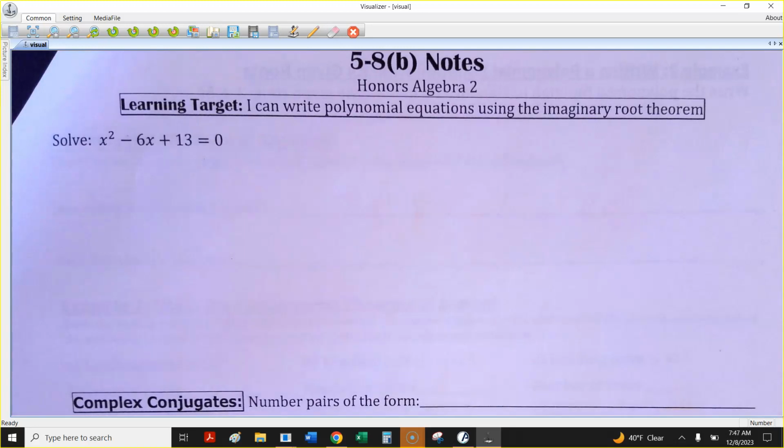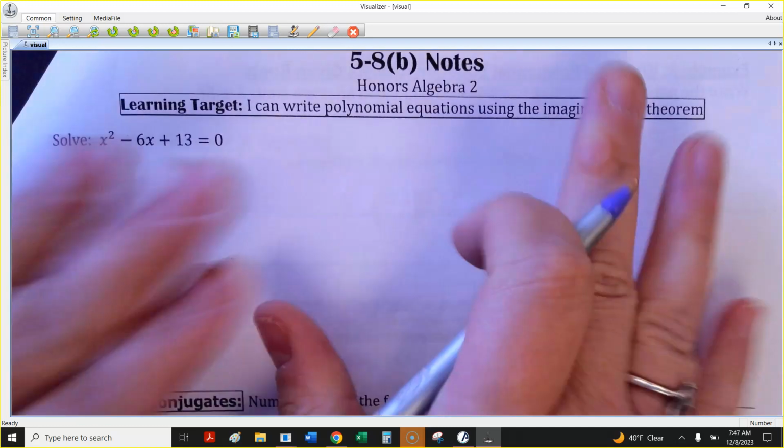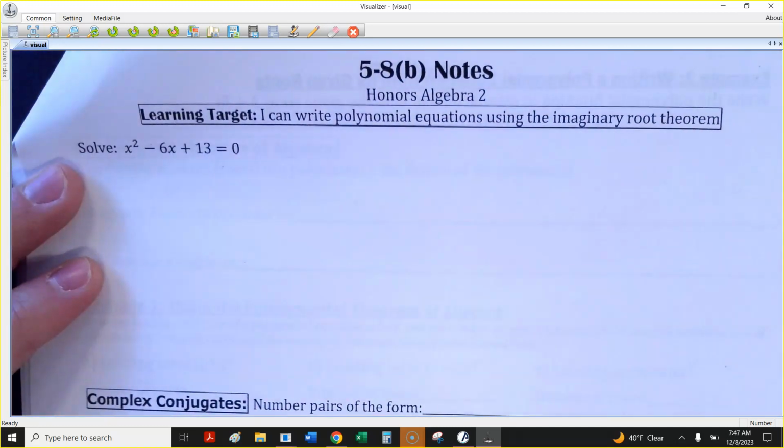Do you guys have a preference? Oh, I was like, no one has a choice. Okay, quadratic formula it is. All right, she said it first.